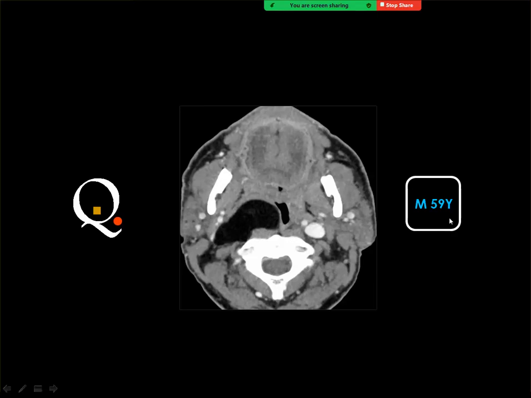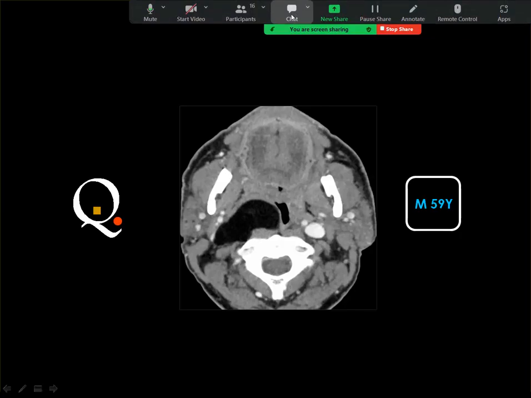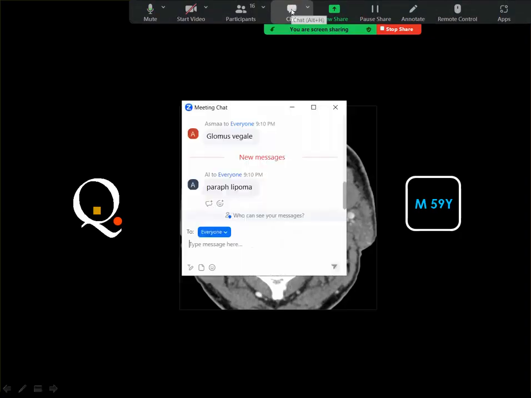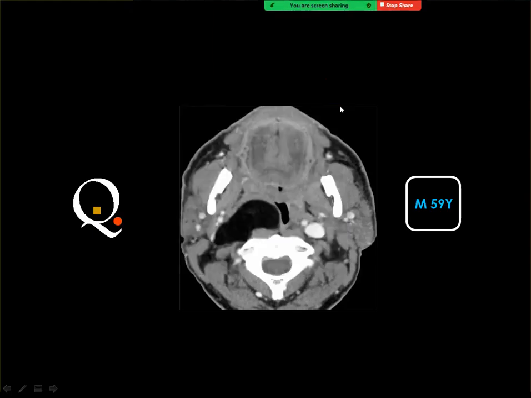Then this is a male, 59 years old, with a CT scan of the parapharyngeal space. Yes, and this is right.